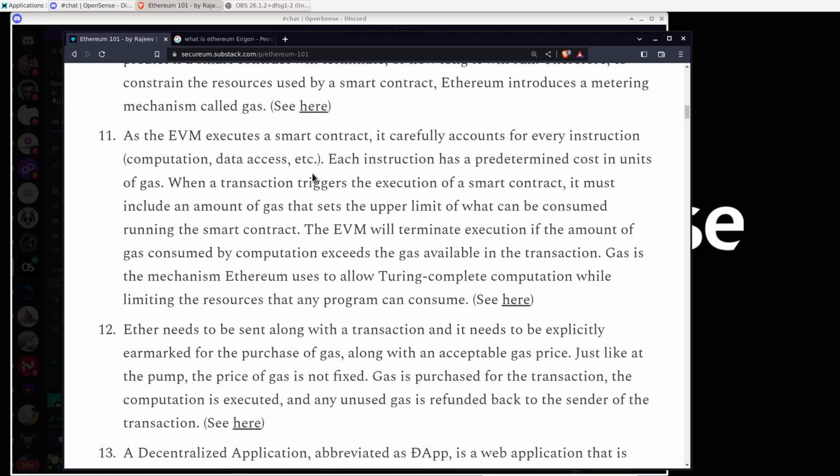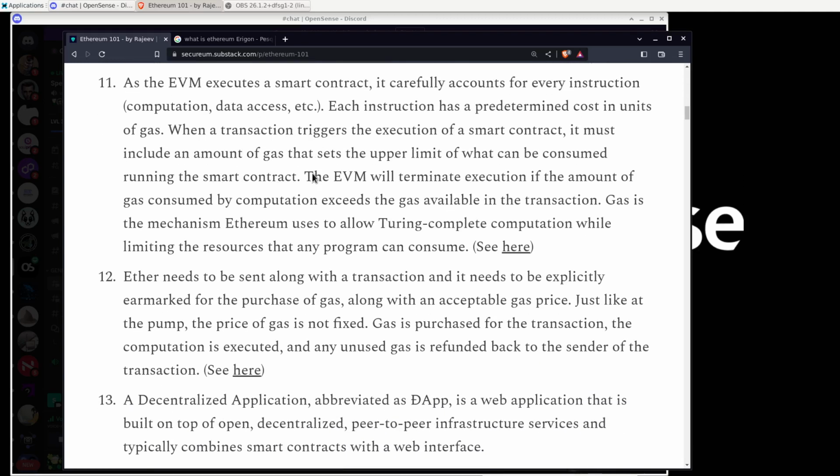This is also super important. As the EVM executes a smart contract, it carefully accounts for every instruction, computation, and data access. Each instruction has a predetermined cost in units of gas. When a transaction triggers the execution of a smart contract, it must include the amount of gas that sets the upper limit of what can be consumed running that smart contract. The EVM will terminate the execution if the amount of gas consumed by the computation exceeds the amount of gas available in the transaction. Gas is the mechanism Ethereum uses to allow Turing-complete computation while limiting the resources that any program can consume.